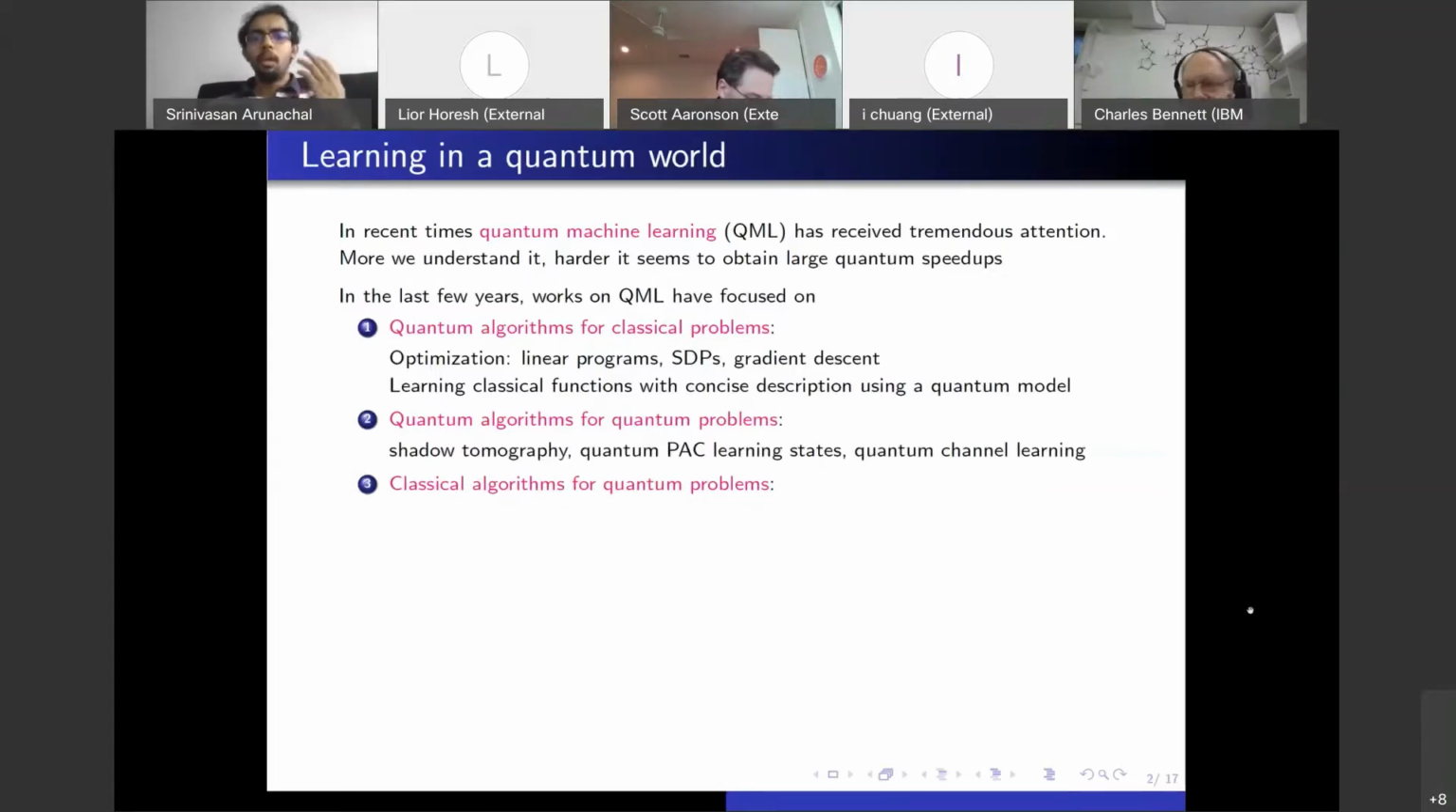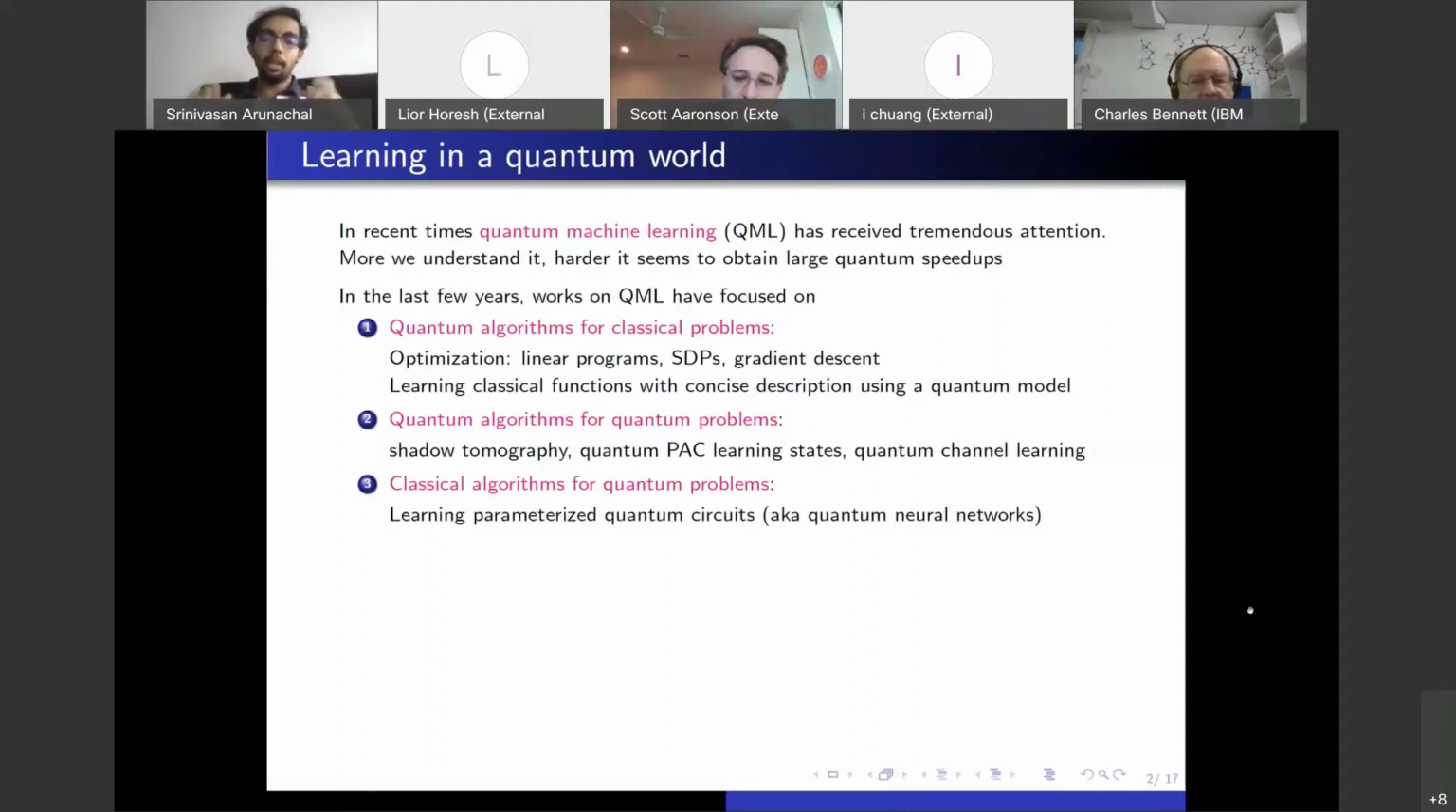The third thing, which I think is more interesting for the near term, is having classical algorithms for quantum problems. What I mean here is that you could have a parameterized quantum circuit, with lots of unknown angles in your quantum circuit. You observe the input-output statistics, do classical gradient descent, and optimize the angles in your unknown quantum circuit. This is what people have been calling quantum neural networks these days.